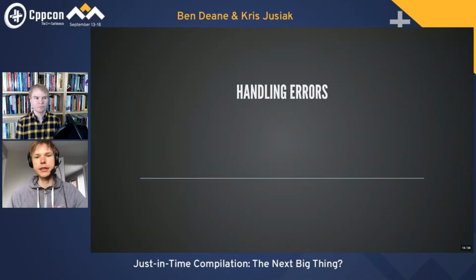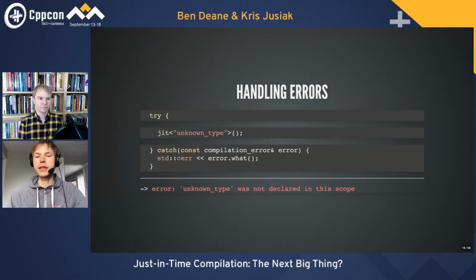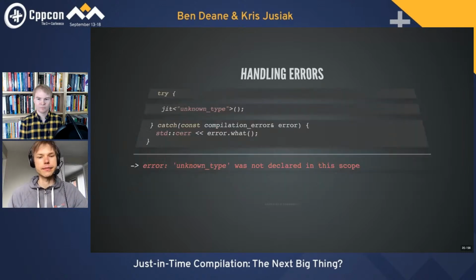So handling errors, as we pointed out before, if you pass something which won't compile, what will happen? Well, in this implementation of our Clang JIT, we can just get the compilation error exception. So if you used an unknown type, you'll get "unknown type was not declared in this scope", because diagnostics will be passed through the compilation error and will be just printed as an exception.